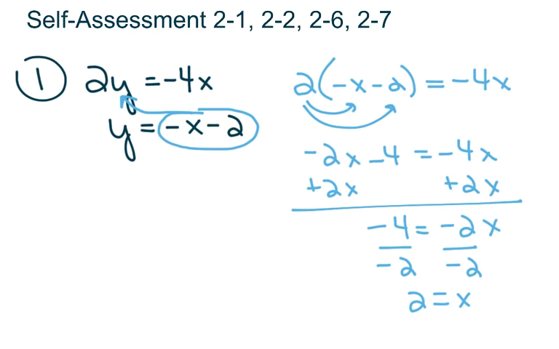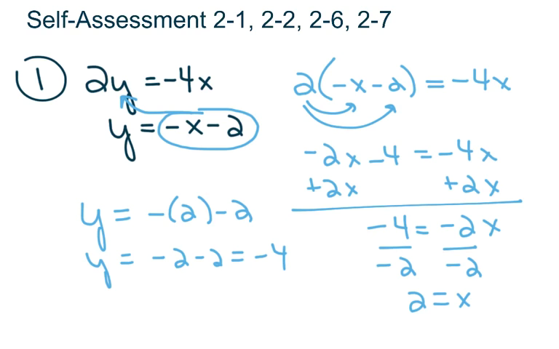Now that I know what x is, I can find out what y is by substituting in 2 for x into either of those two equations. And it doesn't matter which one you pick, so I'll pick the bottom one to plug into. When you plug in 2, notice that I put it in parentheses, and that minus sign is on the outside of the parentheses. It's going to make it negative 2, and negative 2 minus 2 is negative 4. So the ordered pair of the point of intersection is 2, negative 4.